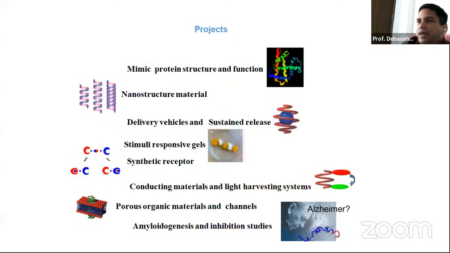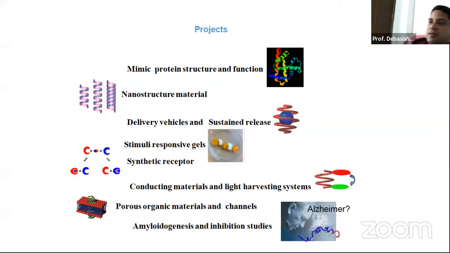And we have many projects in our lab. So we are developing protein structure and function, targeting a particular protein motif, mimicking that protein motif by synthetic peptides. We are also developing nanostructure material using the synthetic peptides. So you know that the peptides have different folding patterns. They can fold in a helix, they can fold or assemble in sheet-like structure. And using that motif, we can develop various nanostructure materials.